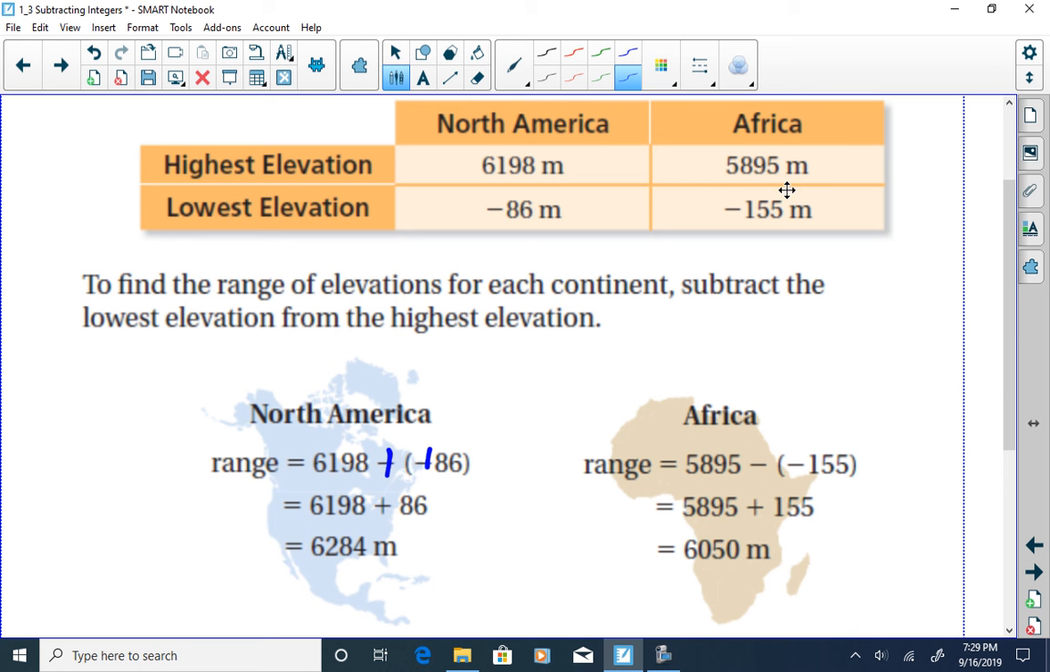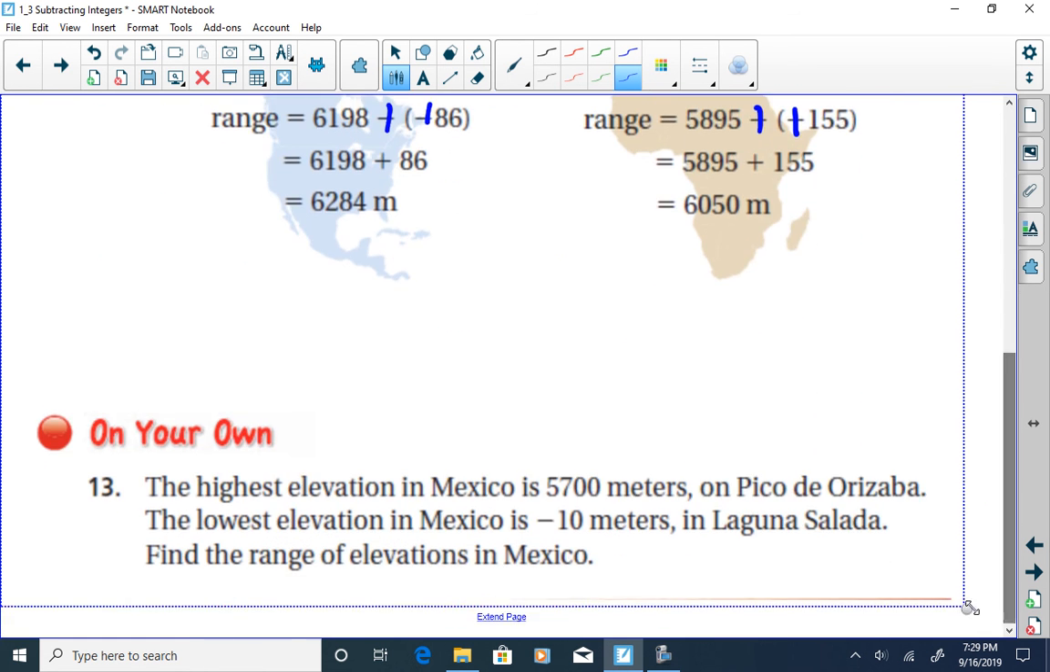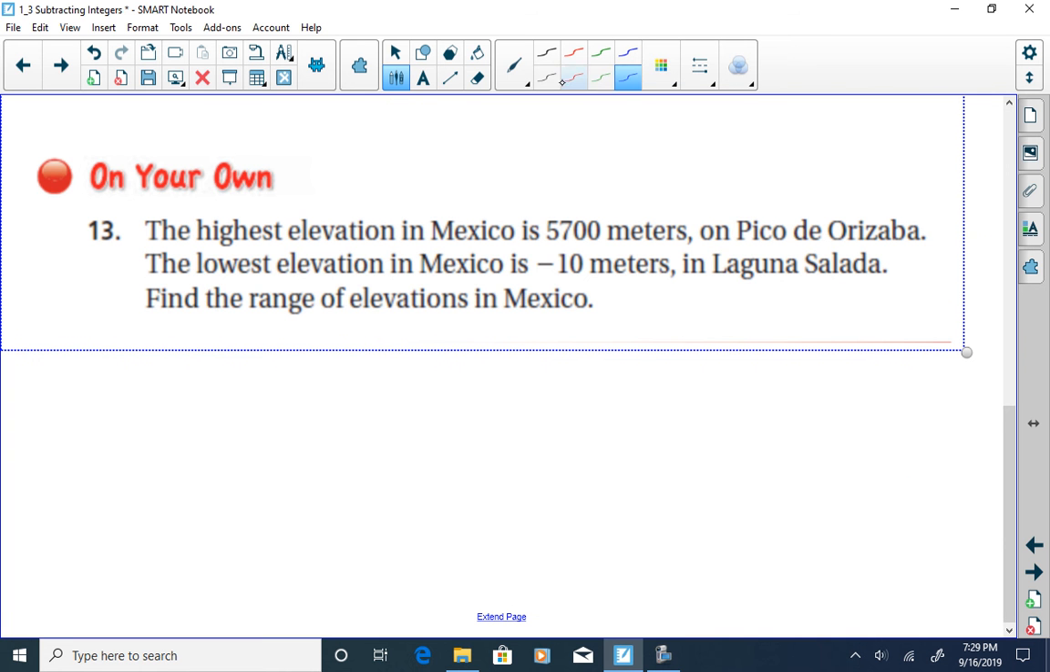If we're looking at the continent of Africa, still need to find the difference between these two numbers. Right? I set up a subtraction problem, but once again we have to use the additive inverse. This problem becomes 5,895 plus 155. That's going to give you 6,050. Alright?